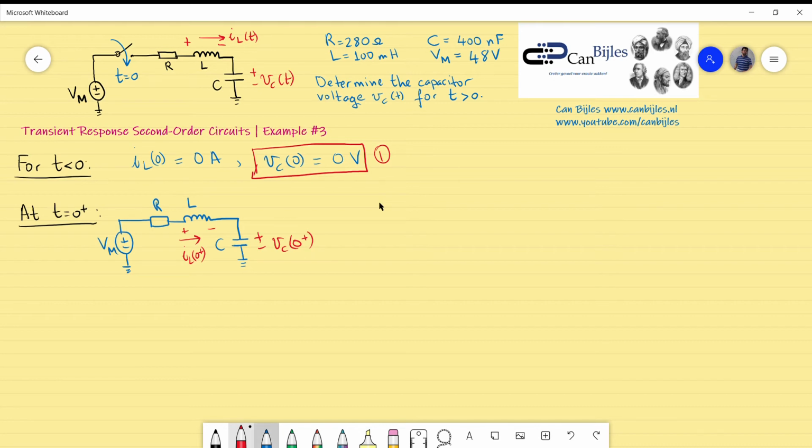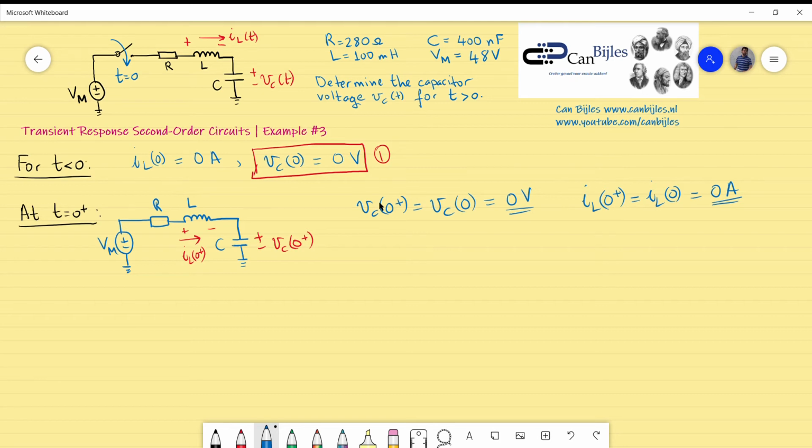For the continuity condition, we know that the capacitor voltage cannot change instantaneously. That means the capacitor voltage at 0 plus is equal to the capacitor voltage at 0, which is 0 volts. It's the same for the inductor: the inductor current at 0 plus is equal to the inductor current at 0, and it will also stay at 0 amps. So this is the situation for continuity.